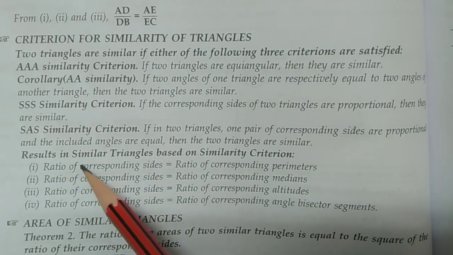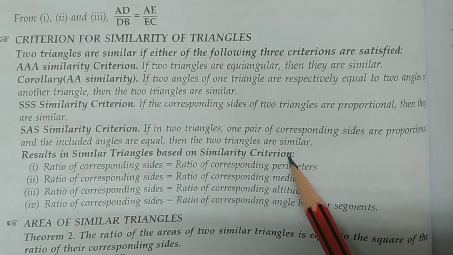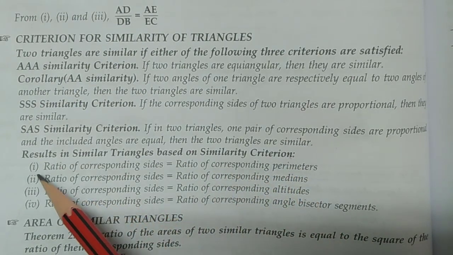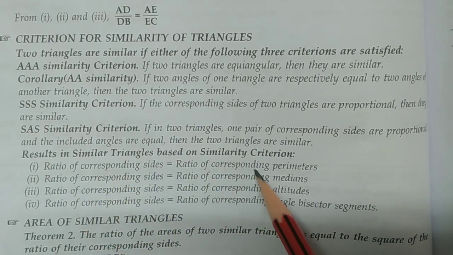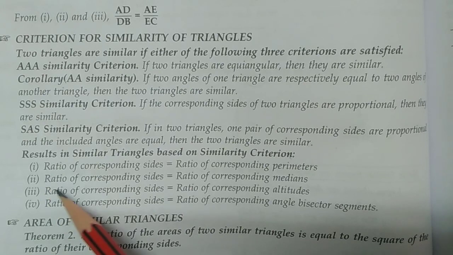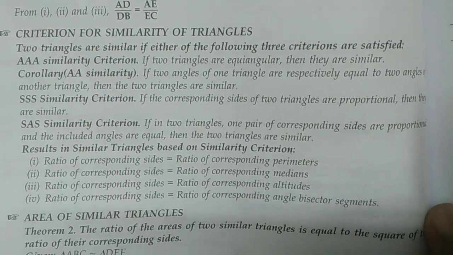Now its results in similar triangles based on the similarity criterion. So we can complete from here. Point 1: ratio of corresponding sides equals ratio of corresponding perimeters. Second, ratio of corresponding sides equals ratio of corresponding medians. Third, ratio of corresponding sides equals ratio of corresponding altitudes. Fourth, ratio of corresponding sides equals ratio of corresponding angle bisector segments. So all these are given here properly.